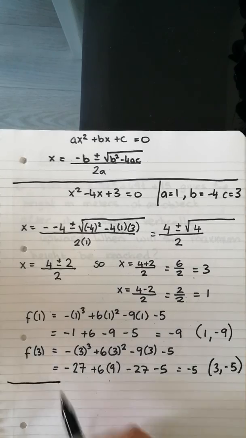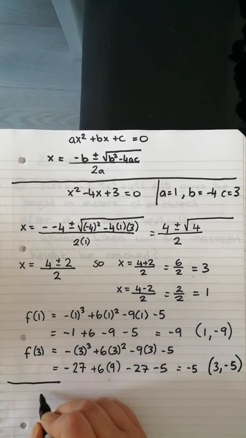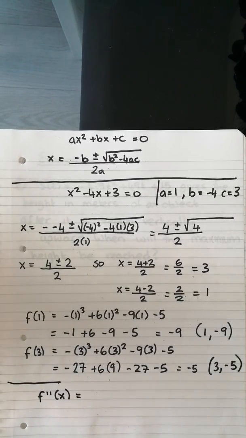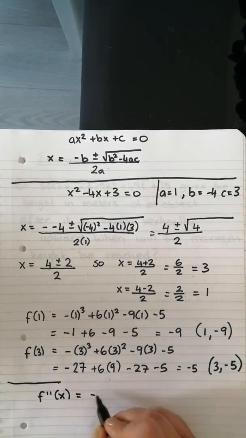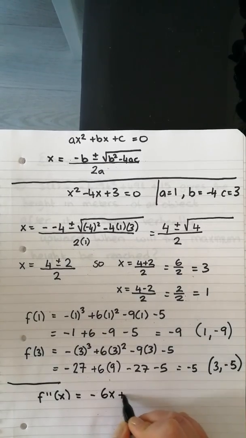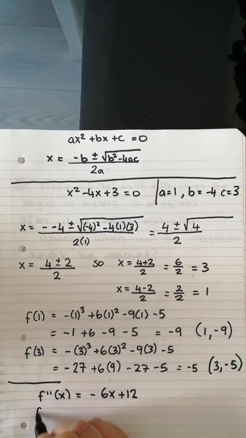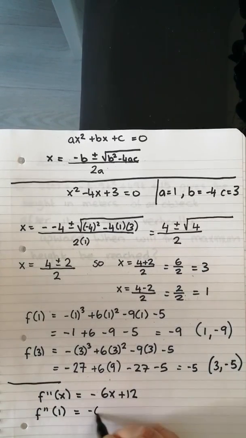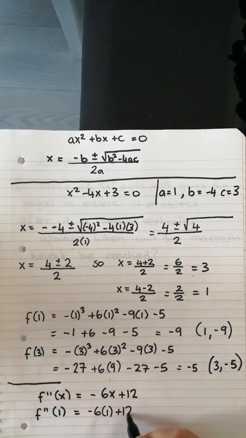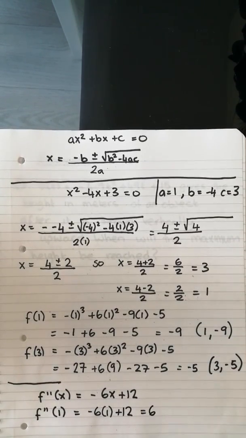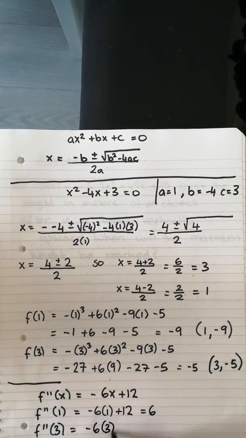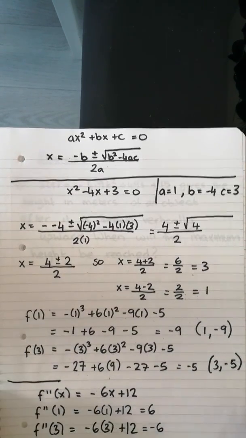Now, we want to know which is our maximum and which is our minimum. So we're going to find the second derivative of our function. In this case, f double prime of x is going to be minus 6x plus 12. So let's substitute in our x values for that. f double prime of 1 is minus 6 times 1 plus 12, which is equal to plus 6. And f double prime of 3 will be minus 6 times 3 plus 12, which is minus 18 plus 12, which is equal to minus 6.